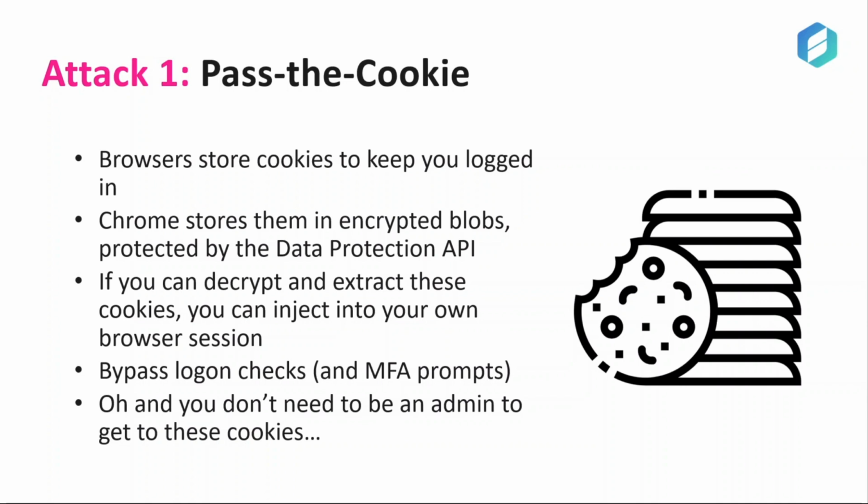These cookies get stored in the browser. Google Chrome actually stores theirs in a SQLite database that is encrypted using the data protection API. And if an attacker is able to use the data protection API to decrypt those secrets, they can extract the cookies, bring them to whatever system they want to, inject them into their own browser session, and take over that user's account. So let's take a look at how that works in a real world environment.